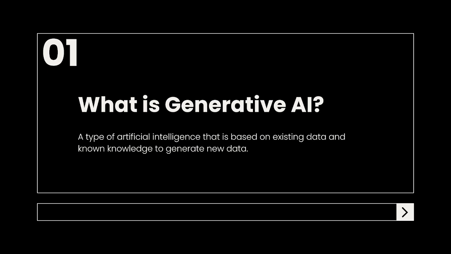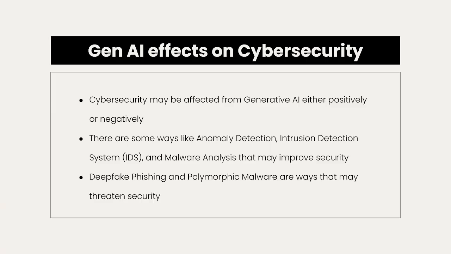Generative AI is a type of artificial intelligence that is based on existing data and known knowledge to create new data. And this has either a positive or a negative impact on cybersecurity. There are some ways, like anomaly detection, intrusion detection systems, and malware analysis, that may improve security. The ways that may threaten cybersecurity are deepfake phishing and polymorphic malware.